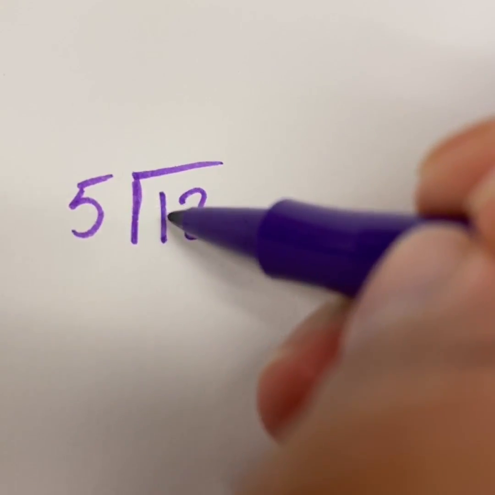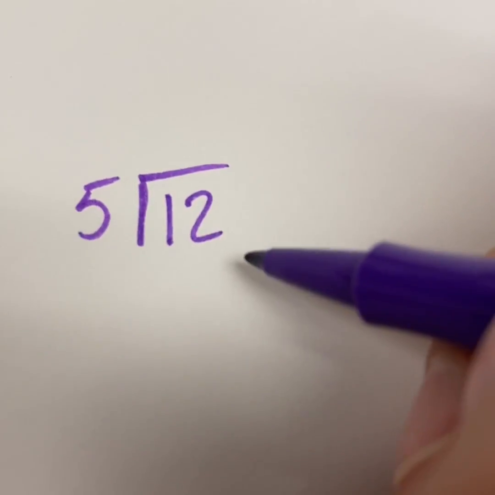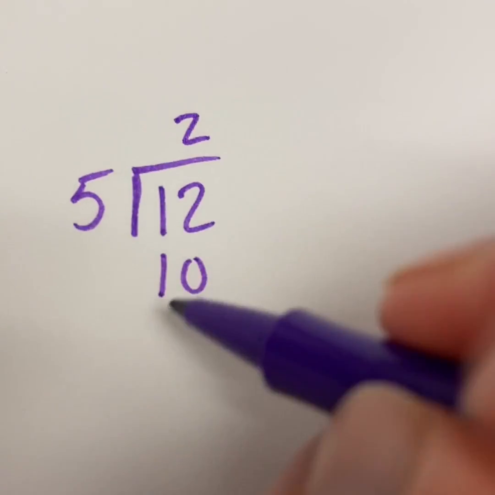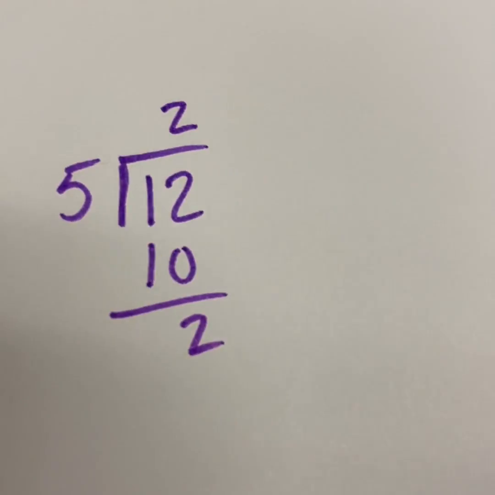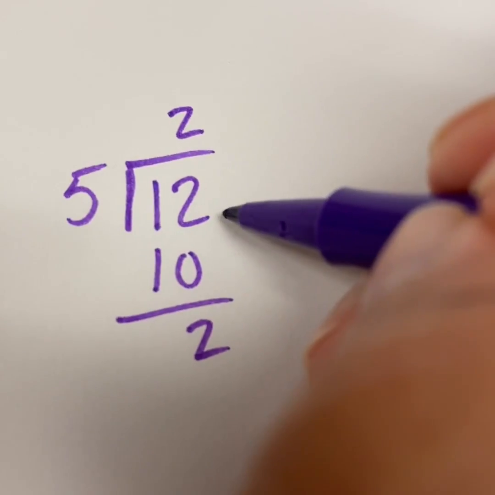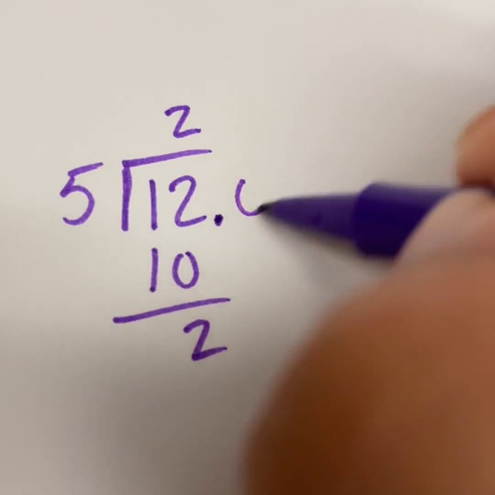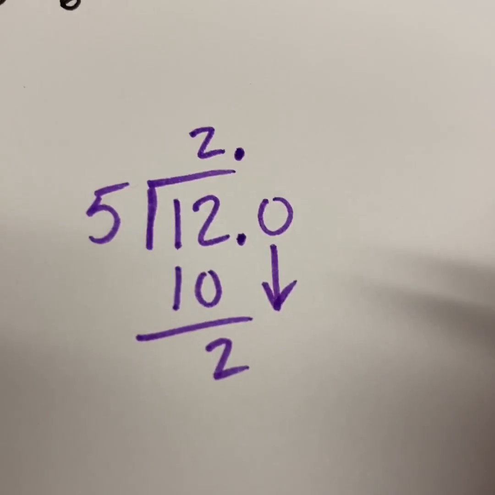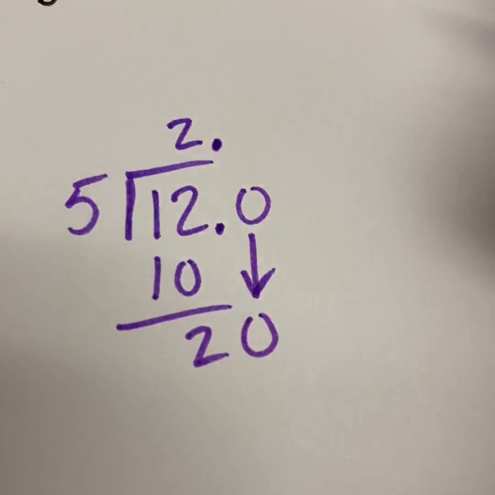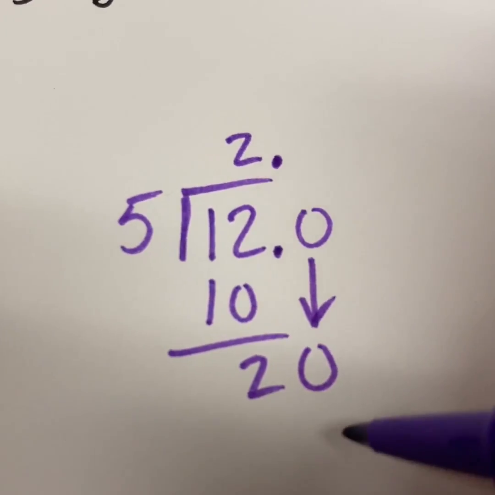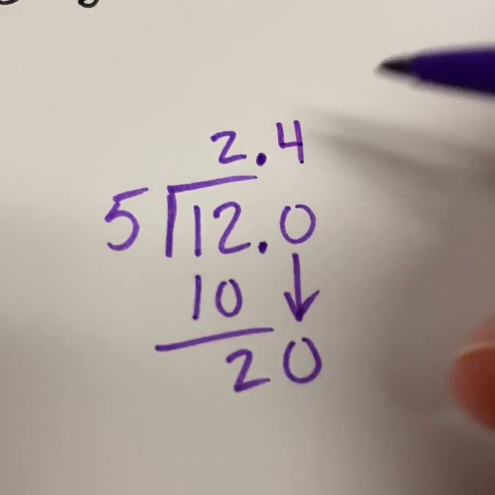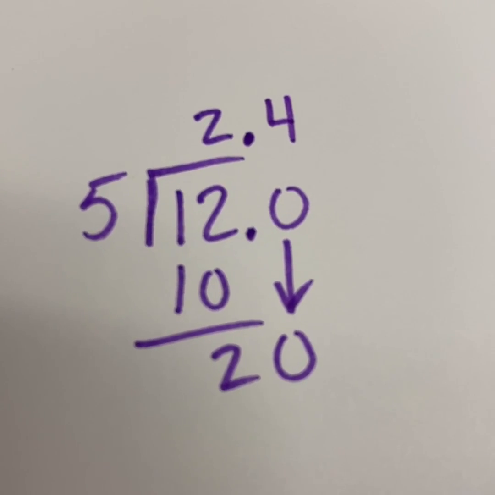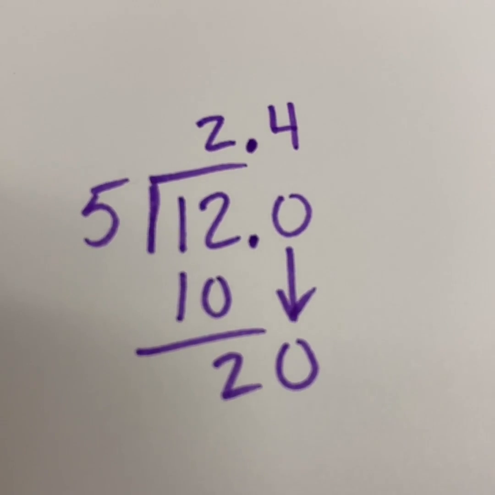5 does not go into 1. Does 5 go into 12? It does 2 times. We get 10. 2. We'll cover this later in the year. Add a 0. Bring it down. Add a decimal to our problem. Bring down our 0. 5 goes into 20 4 times. So our mean in this case would actually be 2.4.